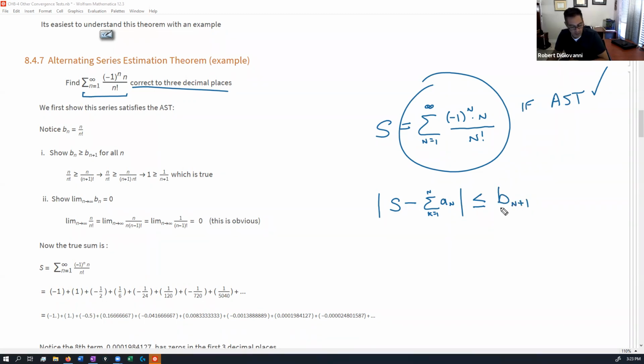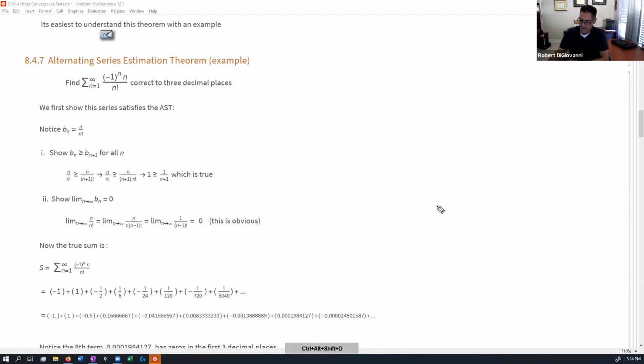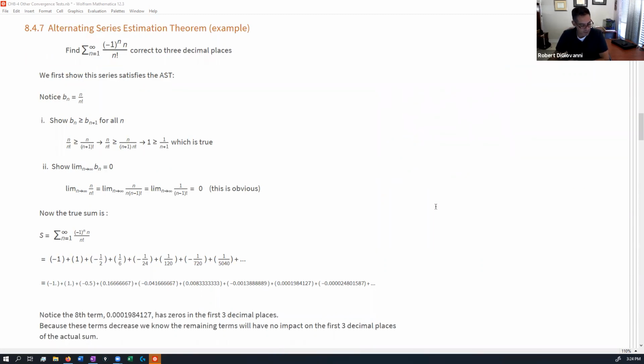Now, b sub n plus 1 means, if we start writing these out, remember this right here is our b sub n, so we're looking at just the positive parts. If we take the n plus 1 term of that, it's going to be some number. That number will always be bigger than the difference between the true sum and the approximate sum, the nth partial sum. I know this is still confusing, so I think we're just going to have to do that example.